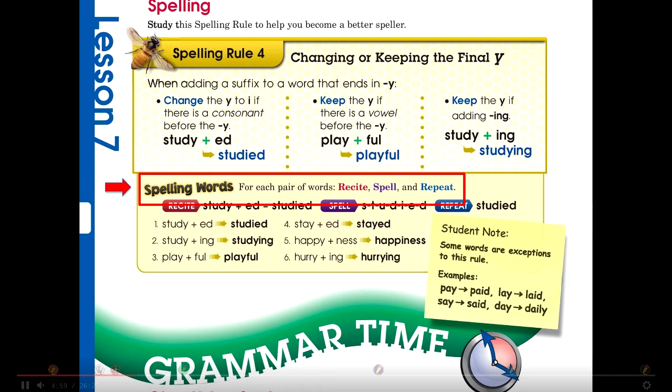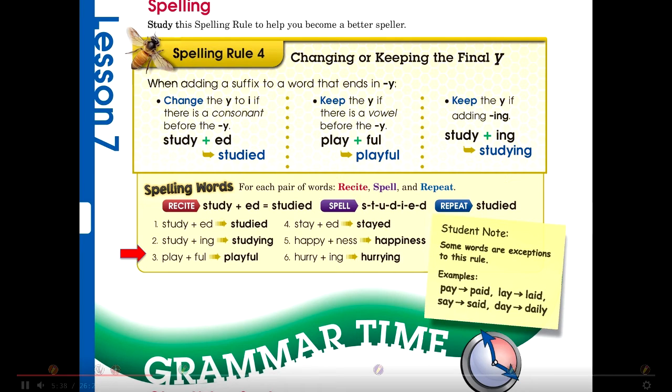For each pair of words, recite, spell, and repeat. The first word is studied. Study plus ed equals studied. S-T-U-D-I-E-D, studied. The next word is studying. Study plus ing equals studying. S-T-U-D-Y-I-N-G, studying.